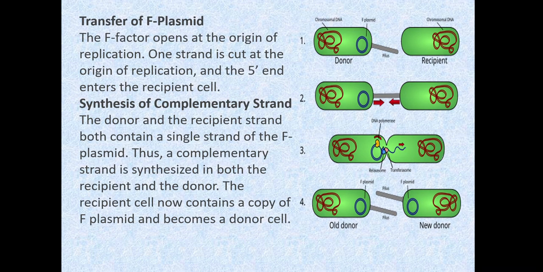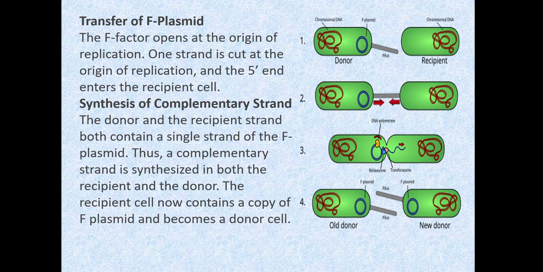After that, the F factor opens at the origin. This F plasmid opens at the site of origin of replication, and the 5 prime end starts entering the recipient cell. After the whole transmission of the single strand of plasmid into the recipient cell, both the donor and the recipient cell start to synthesize the complementary strand.